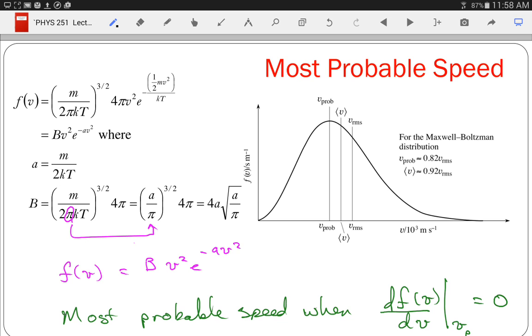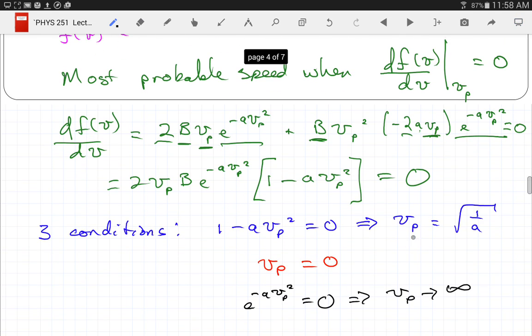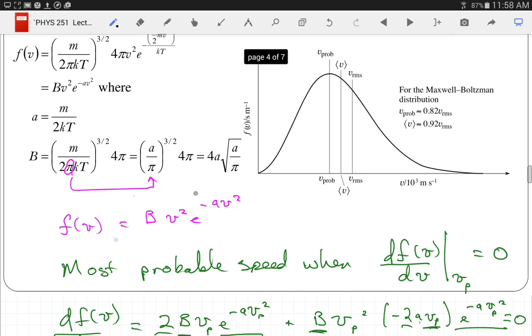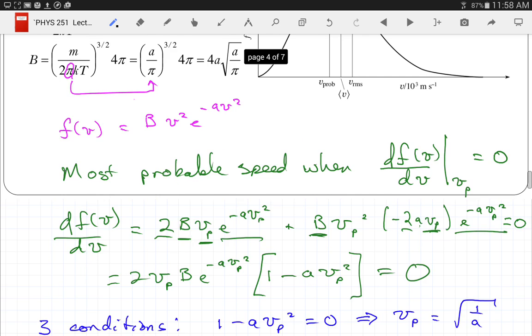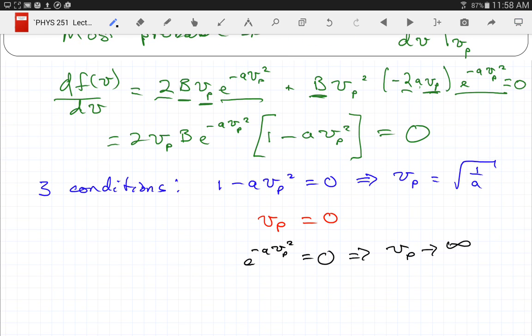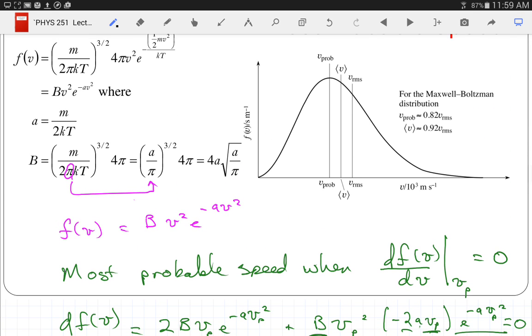Which of these 3 answers, VP is square root of 1 over a, VP is 0, or VP is approaching infinity, is going to be the maximum for my function that's in violet here and plotted? It wouldn't be VP equals 0. Jaron, what would you say? It would be the square root of 1 over a. Okay. Jaron says it's going to be the square root of 1 over a. Why do you say that? Because when VP equals 0, that's the left-hand minimum. And then it's the infinity one, that's the right-hand minimum. Okay. So those two were both minima.